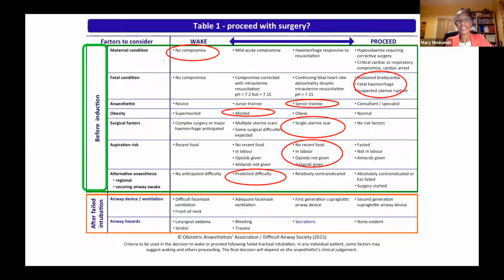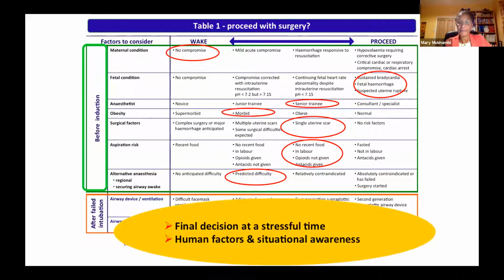Now, I appreciate in an elective setting, it's very easy. You've got time to discuss with your surgeons, but in a category 1 cesarean section, you may not have time, but it's still important to do a mental plan in your mind of what you're going to do. Because if you have the unfortunate incidence of a failed intubation, then by the time that happens, it's going to be a stressful time, and there are going to be human factors, situational awareness kicking in. You're going to be really high cognitive load. So try and do some of that decision making before you put the patient to sleep.